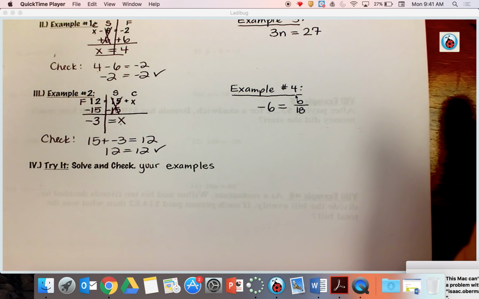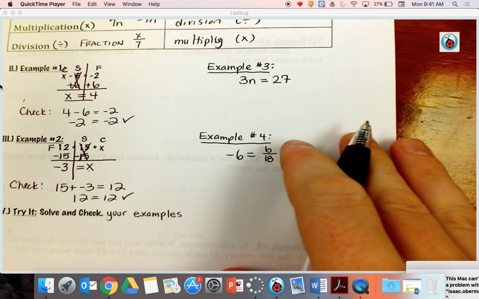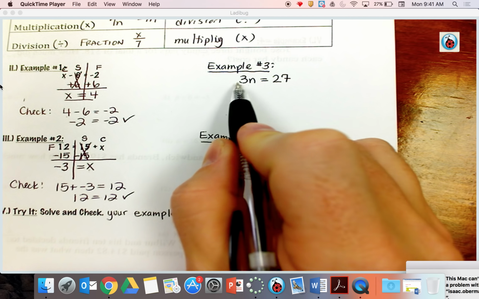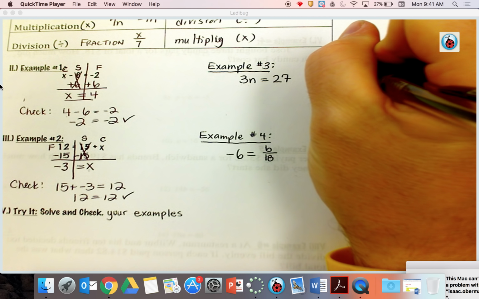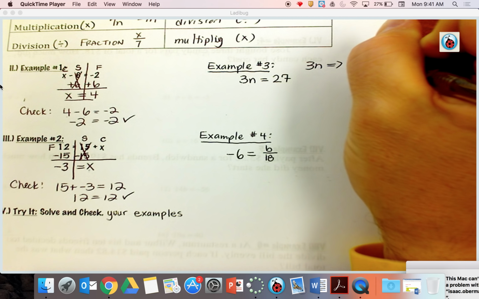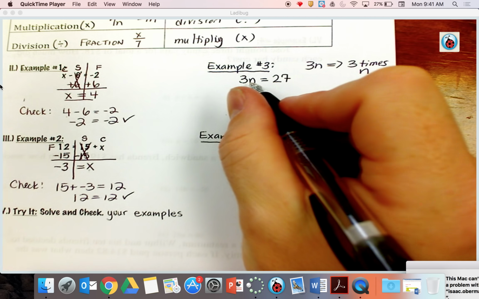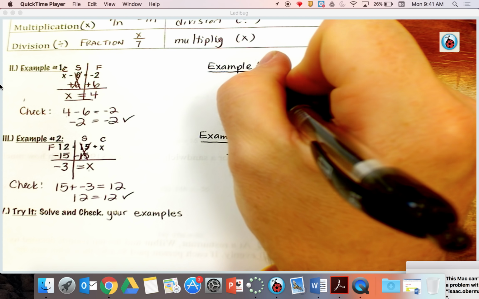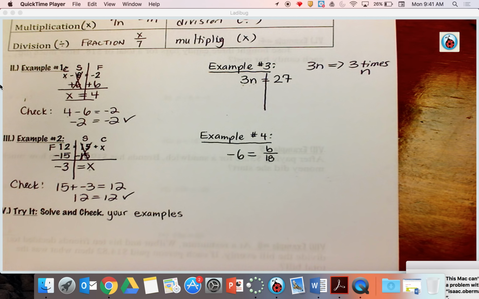All right. Let's look at example number 3. Example number 3 says 3n. What does 3n mean? Well, 3n means 3 times n. So this is actually multiplication. So I need to see what I'm doing here. So it's multiplication. So this is saying 3 times something gives me 27.